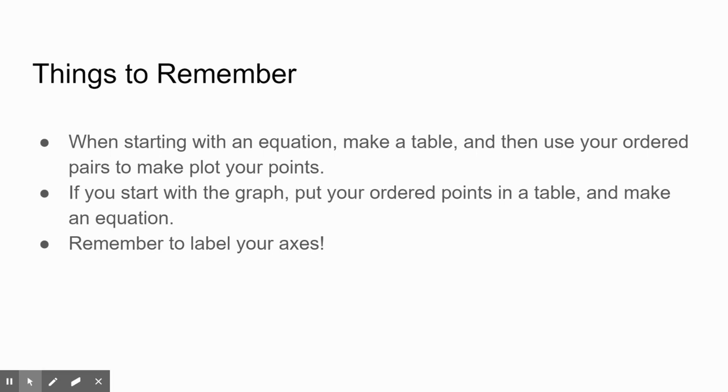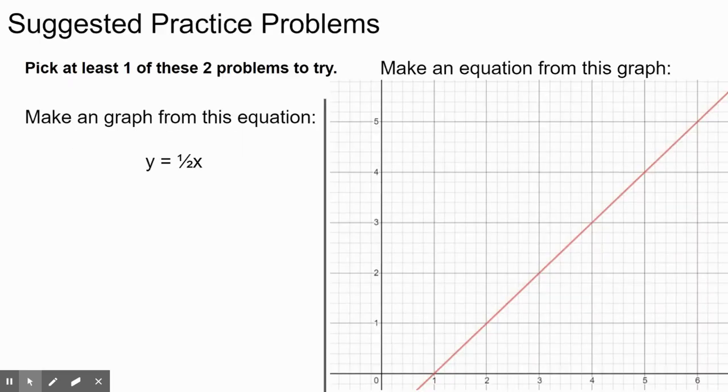It's pretty good. So, our suggested practice problems for today. There are 2 problems here. Pick at least one of them. You can do both of them if you'd like, but if you pick one of them, that's fine. The first one, you're going to make a graph from the equation. You have y is equal to 1/2 times x. The other one, you're going to make an equation from that graph that you see there. It doesn't look like the axes are labeled, but you should know which one is x and y, so make sure you label them on your work.